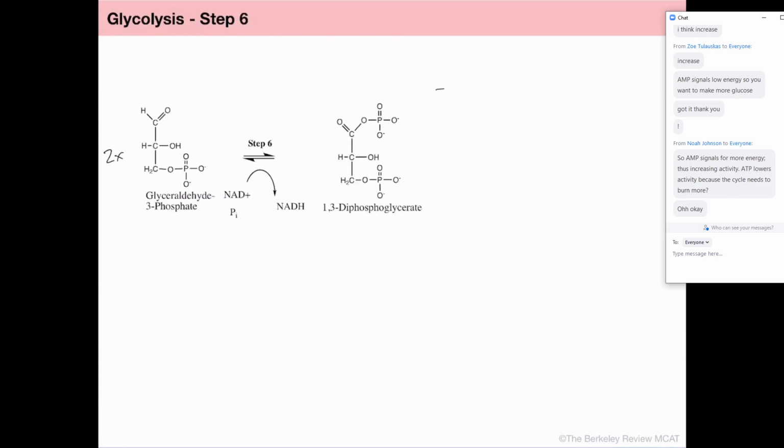In step 6 of glycolysis, this enzyme is going to be called glyceraldehyde 3-phosphate dehydrogenase. What a mouthful.